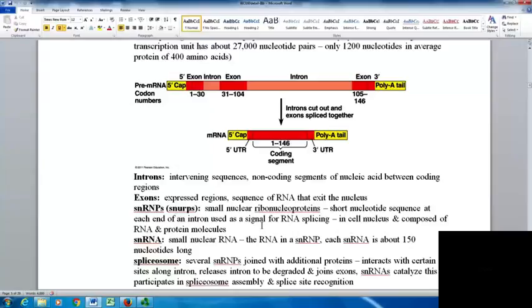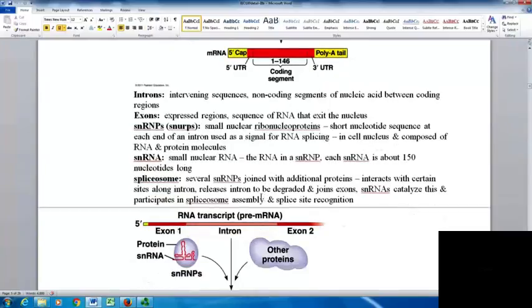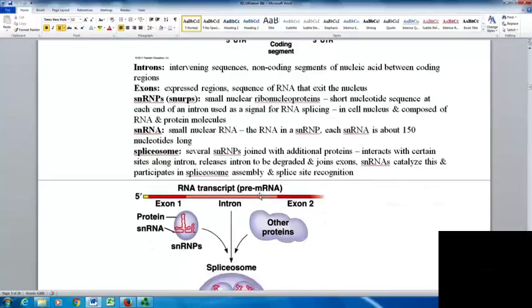The small nuclear RNA is the RNA in a SNRP. Each small nuclear RNA is about 150 nucleotides long. A spliceosome is several SNRPs that are joined with additional proteins. These end up interacting with additional sites along the intron, and they'll release the intron to be degraded and join the exons. So small nuclear RNAs will catalyze this and then participate in the spliceosome assembly and splice site recognition.